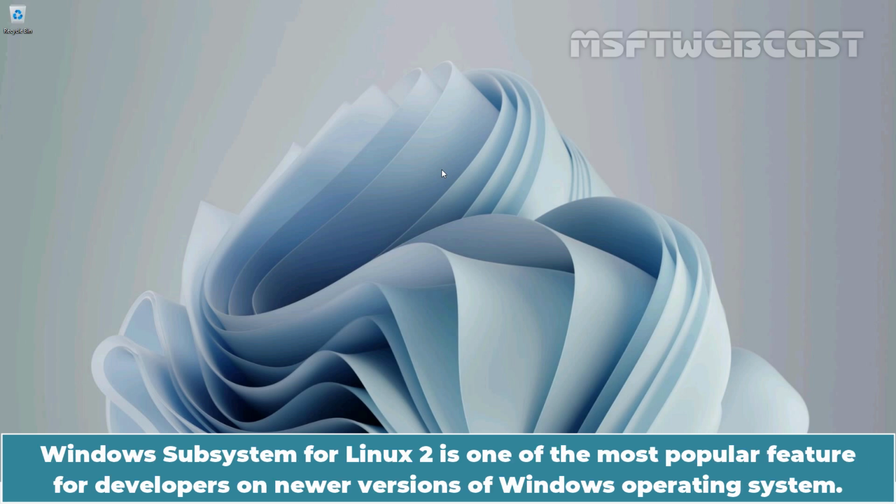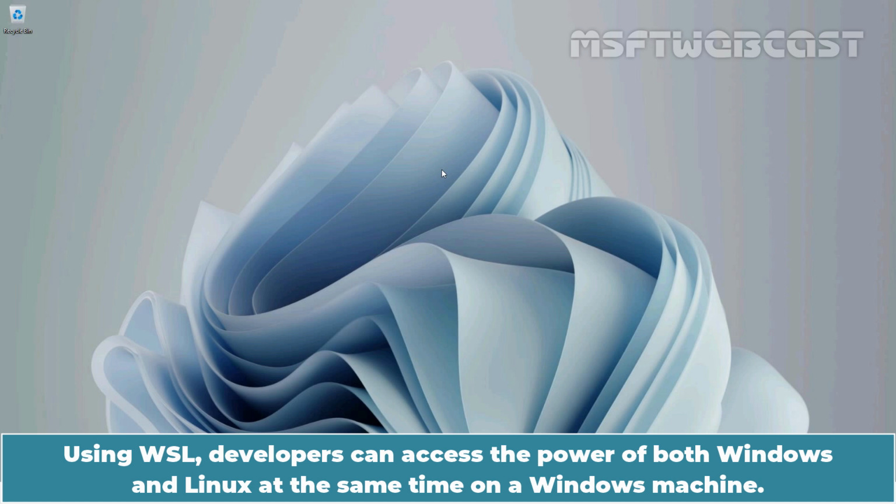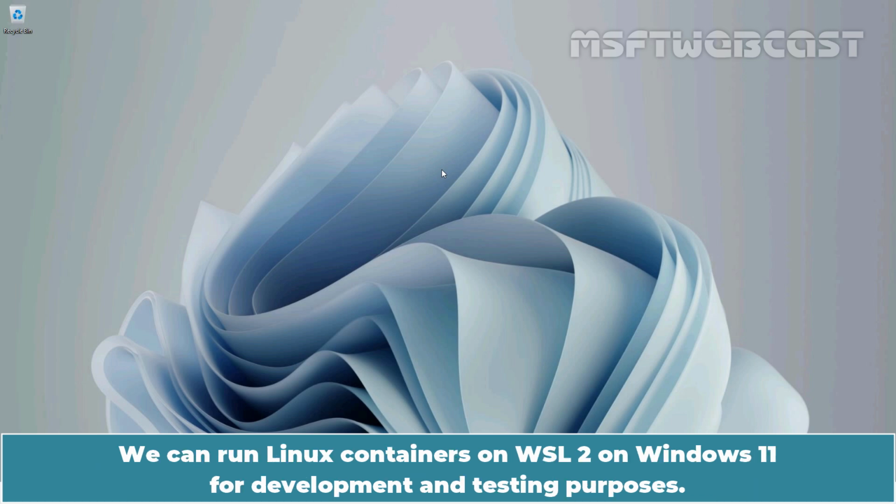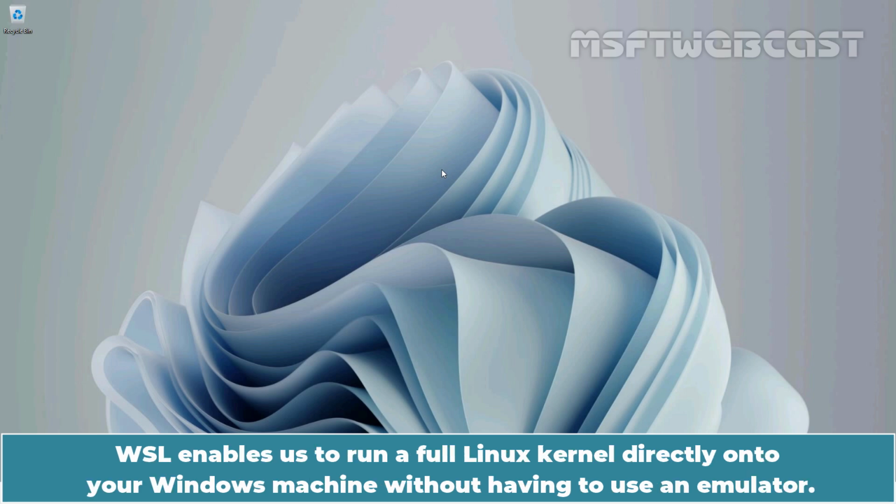Windows Subsystem for Linux 2 is one of the most popular features for developers on newer versions of the Windows operating system. Using WSL, developers can access the power of both Windows and Linux at the same time on a Windows machine. We can run Linux containers on WSL 2 on Windows 11 for development and testing purposes. WSL enables us to run a full Linux kernel directly on your Windows machine without having to use an emulator.